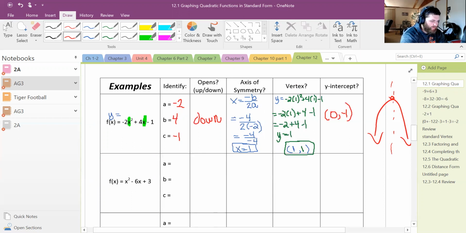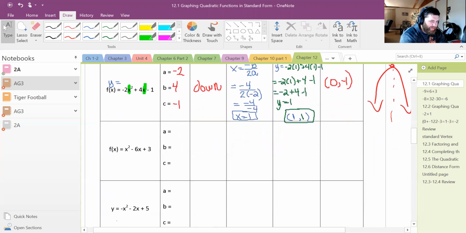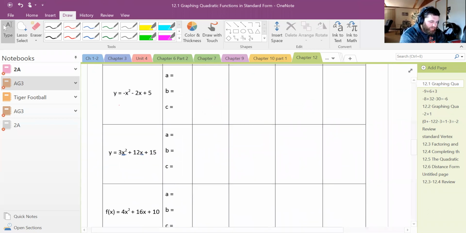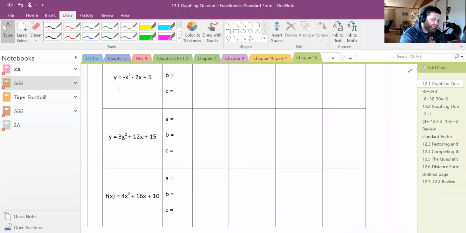For the y-intercept, just plug in 0 for x, everything cancels, and we're just left with negative 1. This is pretty easy, guys. It seems like a lot at first, but it's all connected. Once you start rolling through it, it's just bang, bang, bang, bang, bang. Let's go down to 3x squared plus 12x plus 15.